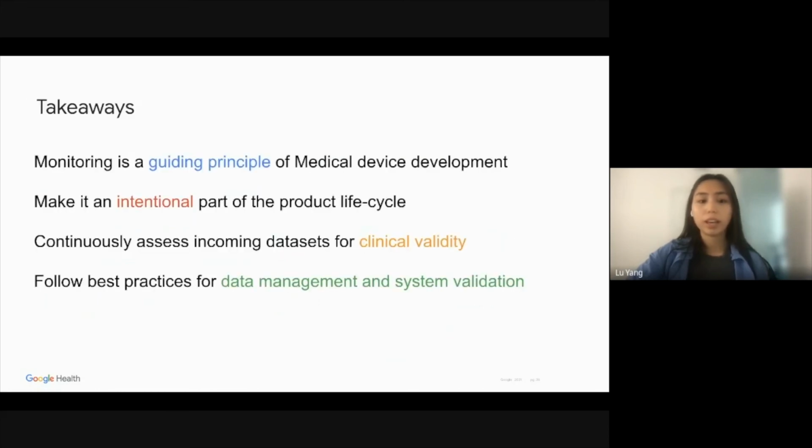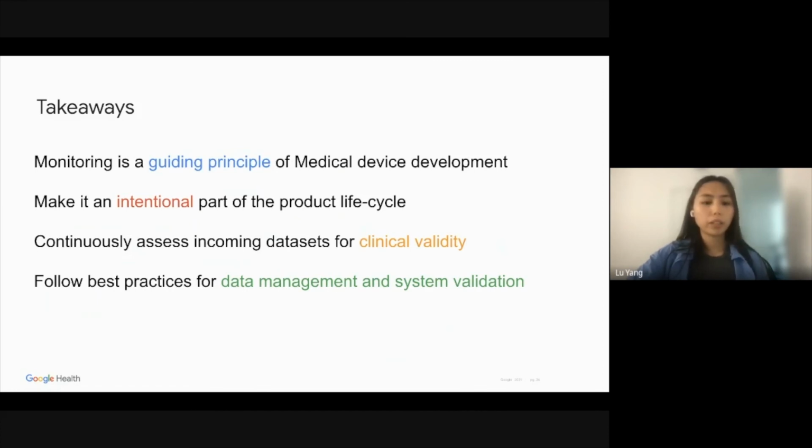In summary, as mentioned earlier, real-world monitoring is now officially a guiding principle endorsed by the FDA, MHRA, and Health Canada to inform the development of good machine learning practice principles. And by intentionally making it a part of the product lifecycle, we can use real-world evidence monitoring to proactively assess the performance of the device, as well as gain valuable data to enable retraining of the model.